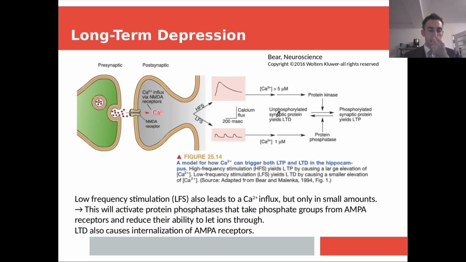And this can happen in a couple of different ways. One way to elicit it is, of course, low-frequency stimulation, which leads to calcium influx in the postsynaptic cell, but only in very small amounts, which leads to protein phosphatases that actually remove phosphate groups from the AMPA receptors and reduce their ability to let ions through. So the AMPA receptors are less strong, or AMPA receptors are removed from the membrane, and that weakens the synapse.